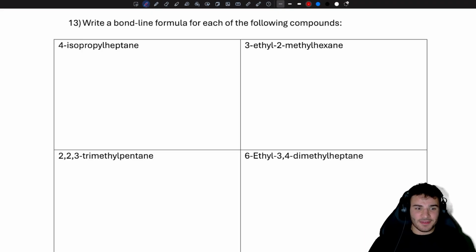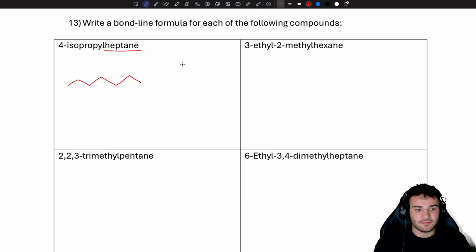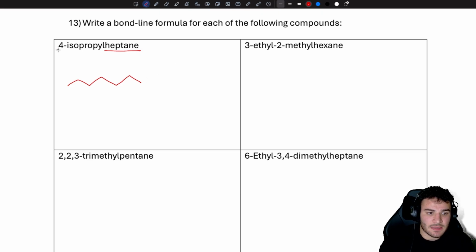The rules are all the same. So as long as you're able to identify, hey, in the first example, we have heptane. So let's just draw a heptane, the simplest heptane we can figure out. 1, 2, 3, 4, 5, 6, 7. That's a heptane. And now our substituent seems to be 4 isopropyl. Now, if you're not familiar with what isopropyl is, I suggest you go watch the common name video. This will make a lot more sense.